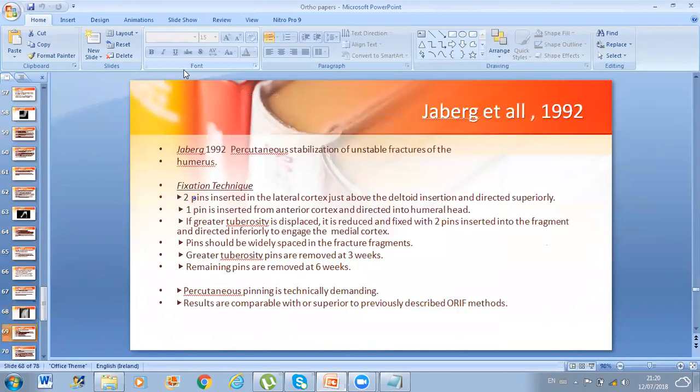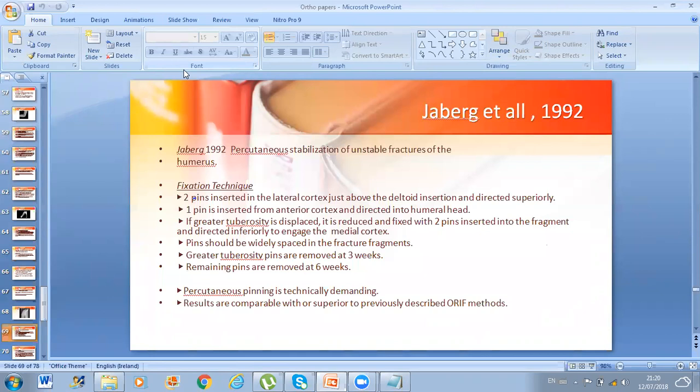So how will you fix it? There is a proper trial now. You can do it conservatively or with percutaneous fixation. It's already a known fact, but the first to do it was Jaberg et al., 1992: percutaneous stabilization of unstable fractures of the humerus. This is the technique, and up till now it has not changed. Even in our books, Campbell, it's written the same.